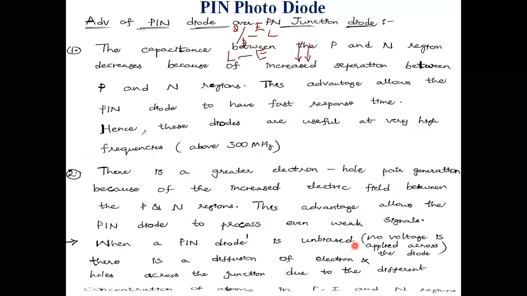When a PIN photodiode is unbiased, no voltage is applied across the diode. There is a diffusion of electrons and holes across the junction due to the different concentration of atoms in the P, I and N regions here. Even if we apply a very small amount of voltage, there is a diffusion of electrons and holes, and electron-hole pairs keep increasing here.